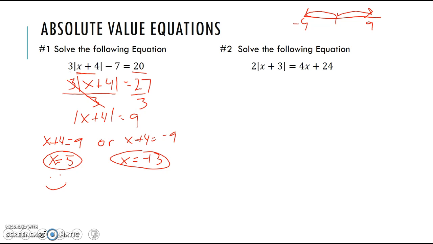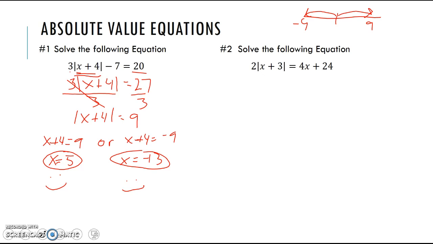Same thing with this one. If I plug in negative 13 plus 4 is negative 9, but the absolute value of negative 9 is positive 9. And then 9 times 3 is 27. 27 minus 7 does indeed give me 20. And so both of these solutions work. Now, if I move over to the second situation, I'm not sure if you did very many of these in Algebra 1, but let's just go ahead and take a look at this.